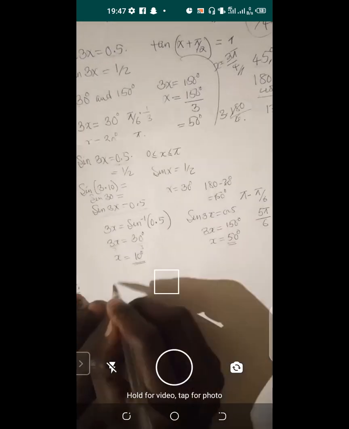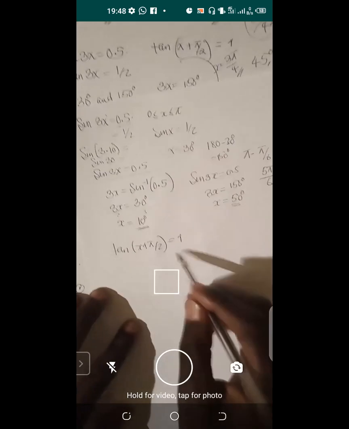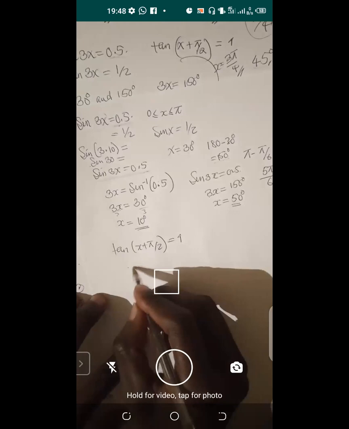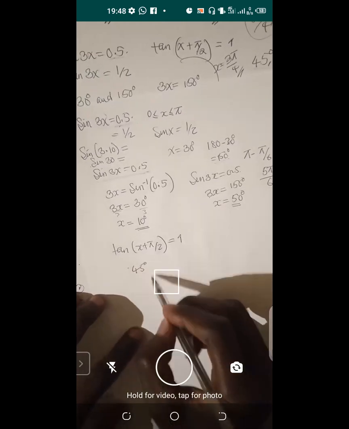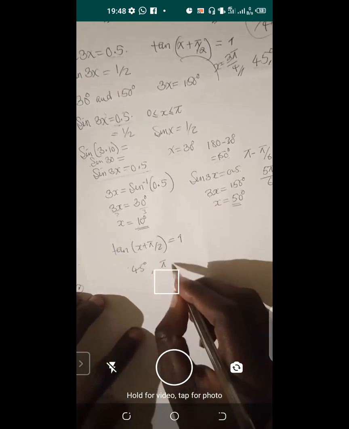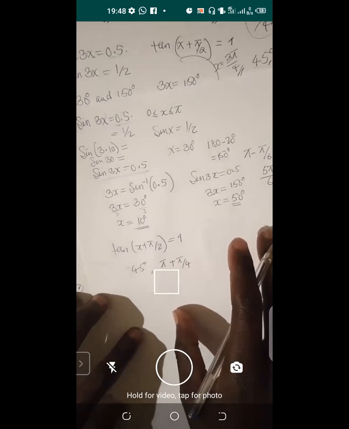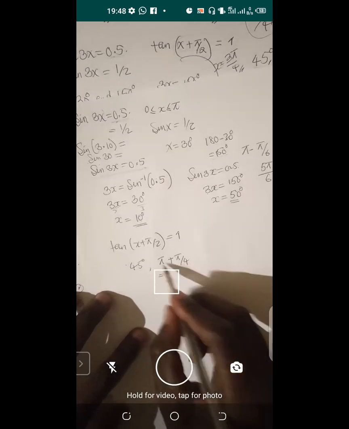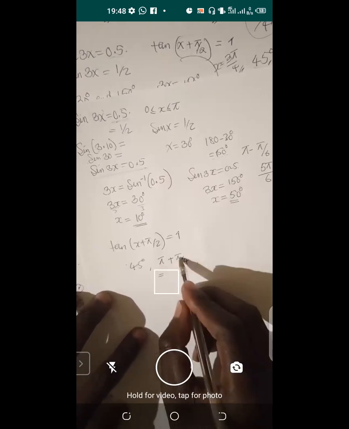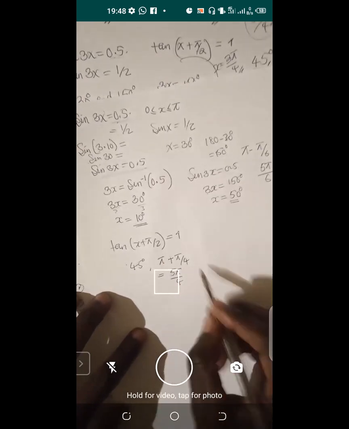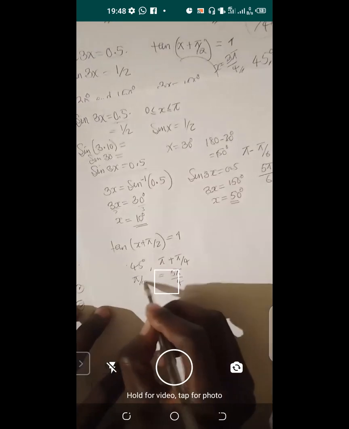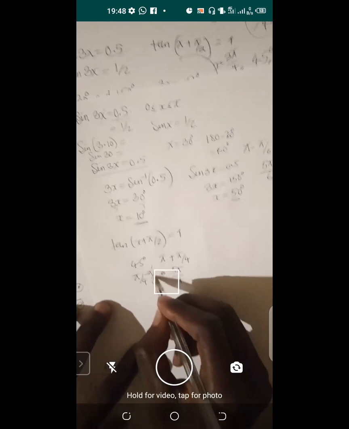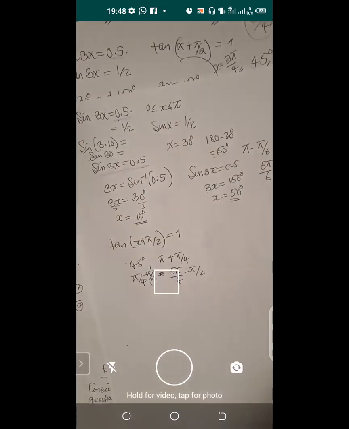For the other one, tan of x plus pi by 2 being equal to 1, we said this is positive in the first quadrant and in the third quadrant. In the first quadrant, it's 45 degrees, pi by 4. In the third quadrant, it is pi plus pi by 4, which gives 5 pi by 4. Then you subtract pi by 2 to get your desired results. I hope it's clear.